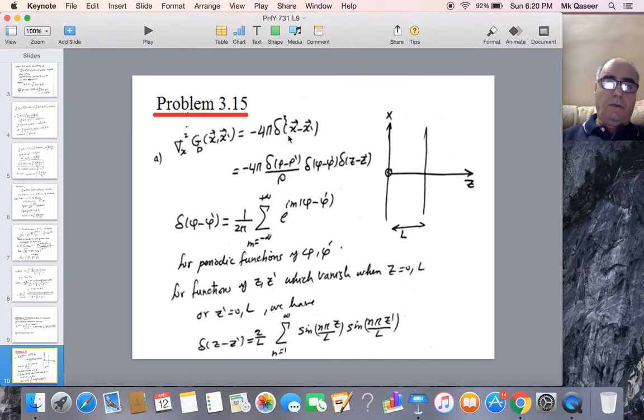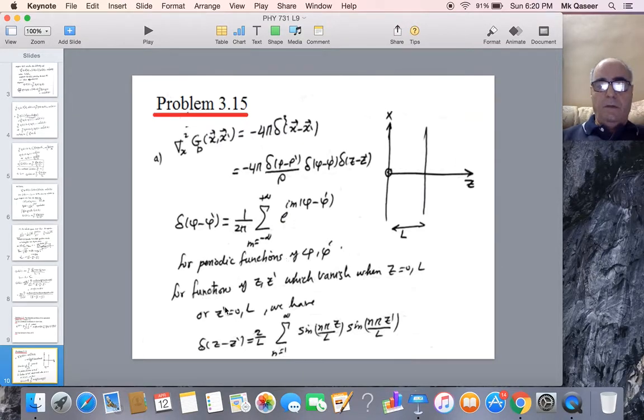Now we have this equation: del squared G_D(x, x') is equal to minus 4π δ(x − x'). Let's write this in terms of cylindrical coordinates, which is δ(ρ − ρ')/ρ times δ(φ − φ') times δ(z − z'). But we know that δ(φ − φ') is 1 over 2π summation over m from minus infinity to plus infinity of exponential i m (φ − φ').